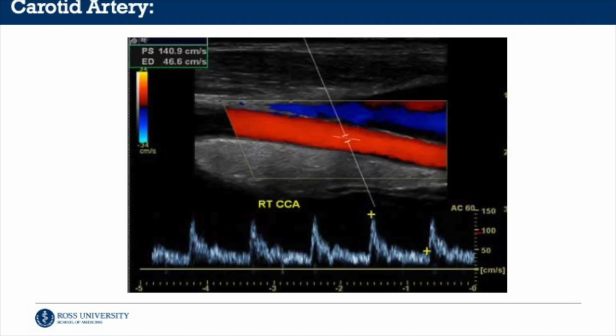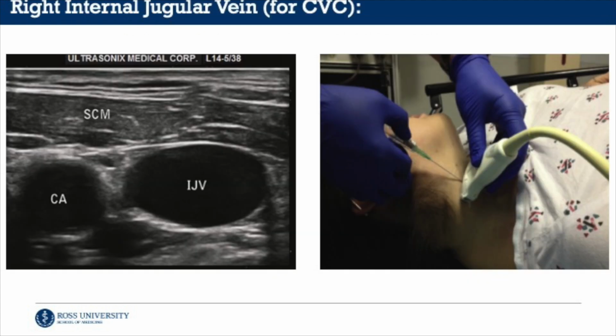In this slide, we have a screen capture of a carotid Doppler. The next slide, you can see an ultrasound of the right internal jugular vein, which was taken for a patient who was undergoing a central venous catheter procedure.